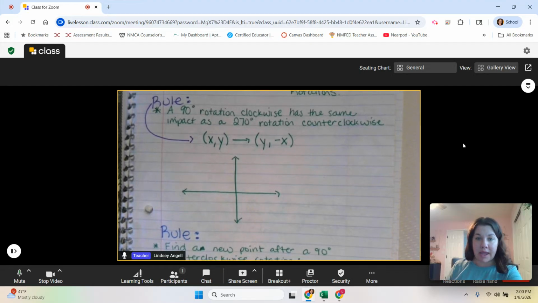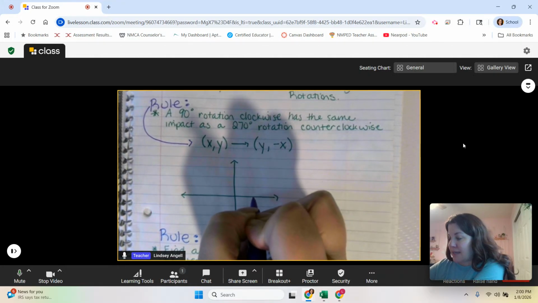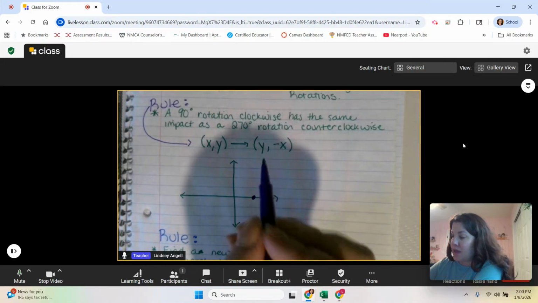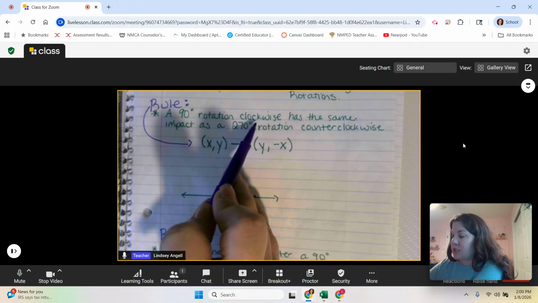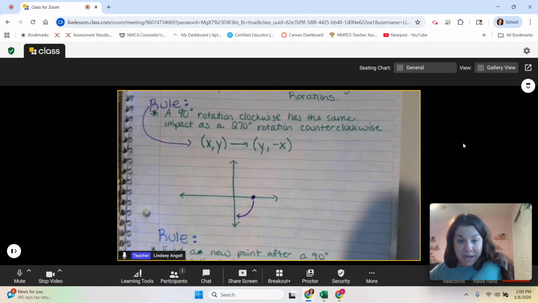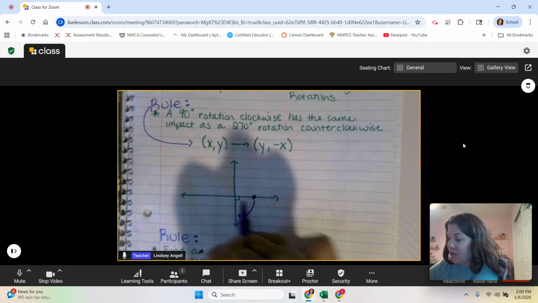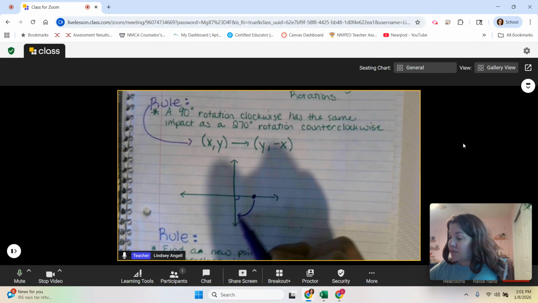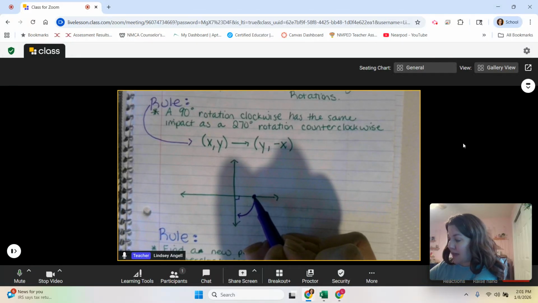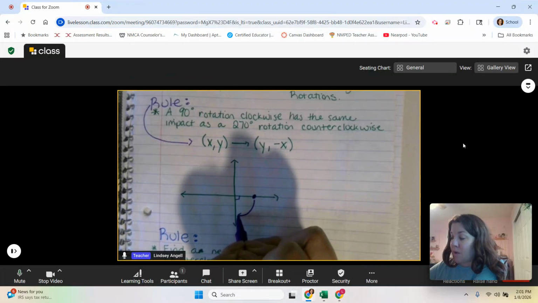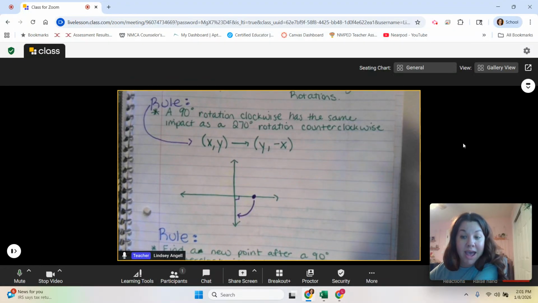So let's look at that. If you're like, you lost me, Miss Angel, I have no idea what you're talking about, that's okay. Let's pretend like we have a point that's right there on the x-axis. If I were to do a 90 degree rotation clockwise, that means I'm going right here. That's 90 degrees, right? Here's my right angle. We know the whole circle would be 360. So if I have a point on my x-axis and I do a 90 degree clockwise rotation, I get down to my y-axis, I'm sorry.